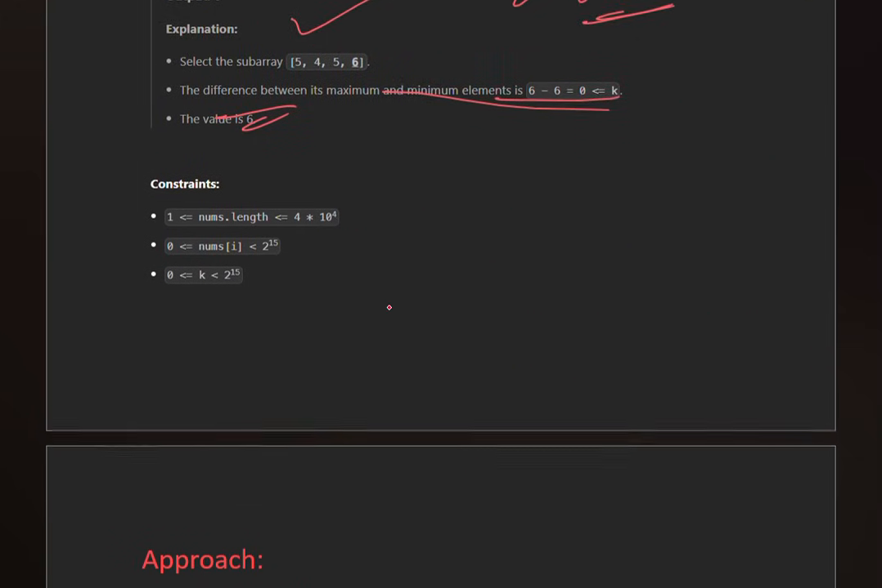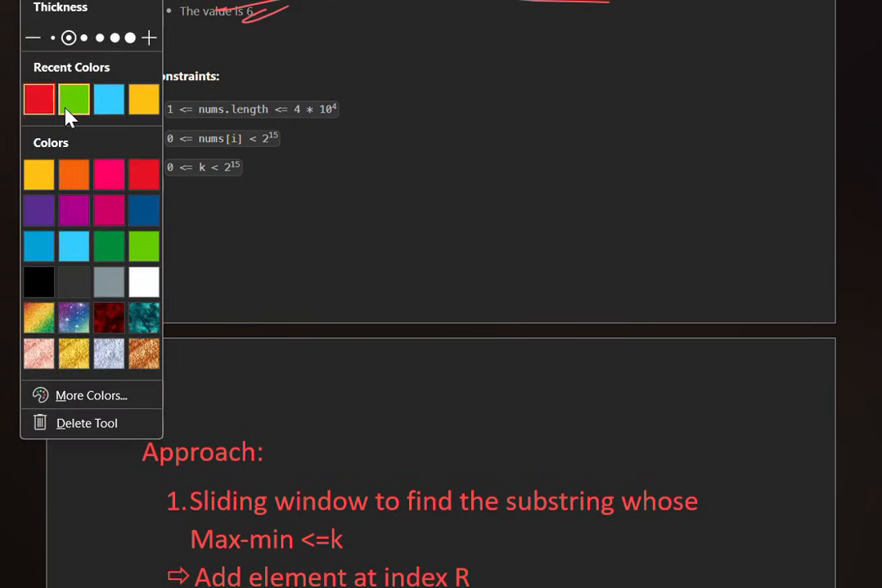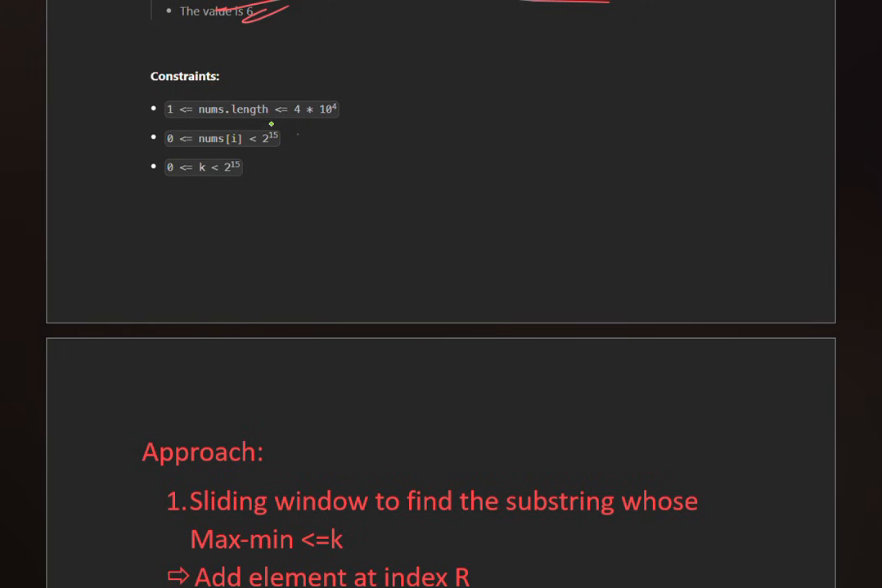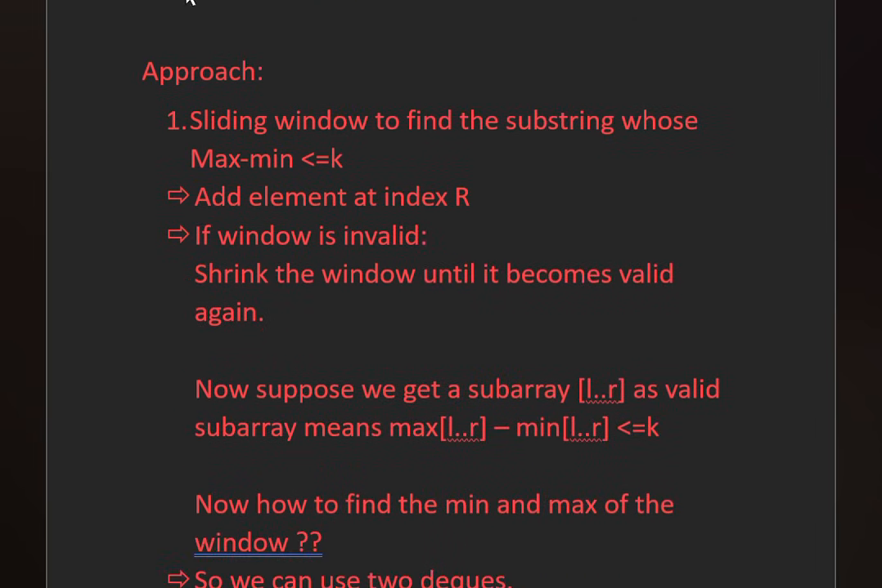Next we see the constraints. The array length can be 4 times 10 to the power 4. That means either an O(n) or O(n log n) solution we have to think of. And nums[i] can be up to 2 to the power 15, right? So remember this 2 to the power 15, because we will be using it further in our approach. So let's see the approach.